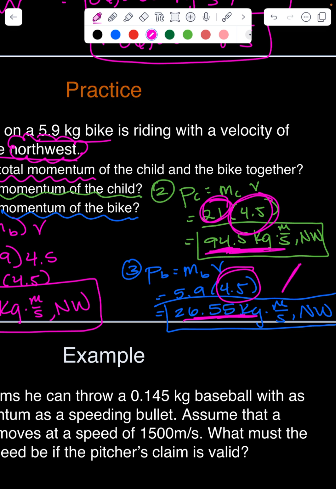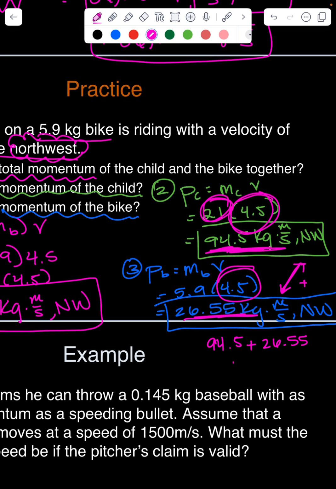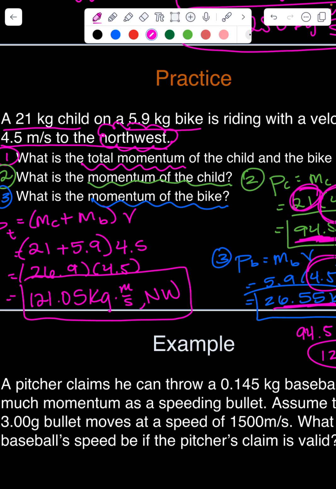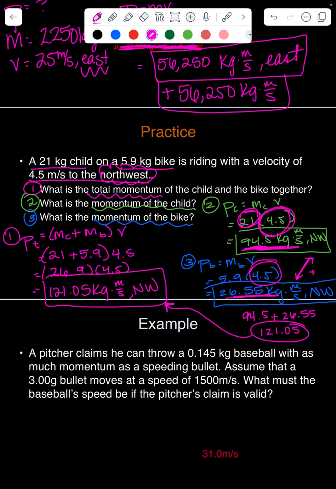I want you to also look, if we were to add these two together, 94.5 plus 26.55, what does that give us? Do that in your calculator real quick. It gives us 121.05. What do we notice that is? It's the same as what we did in the first part. So I could have done just step 2 and step 3 first and then just added them together to have gotten the total momentum third. So that's just something that we need to keep in mind.